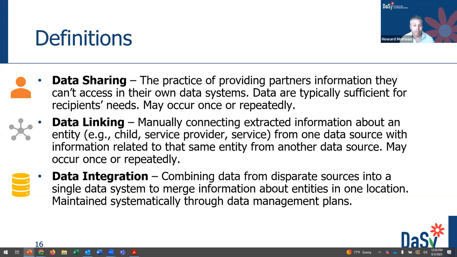For data integration, this is the combining of data from disparate sources into a single data system to merge information about different entities in one location. So in this case, it's maintained systematically through data management plans. And a complete data integration solution really encompasses the discovery, the cleansing, the monitoring, the transforming and delivery of data from a variety of sources. So now that we've reviewed the definitions, let's talk about what these look like in context with some examples.